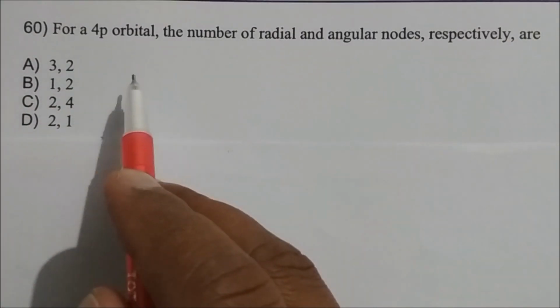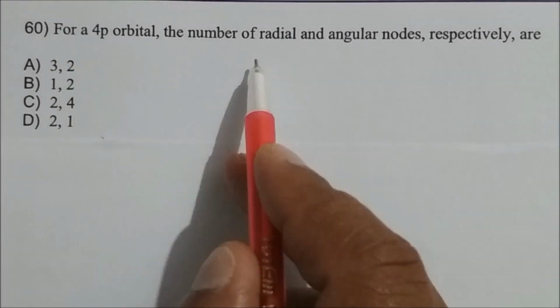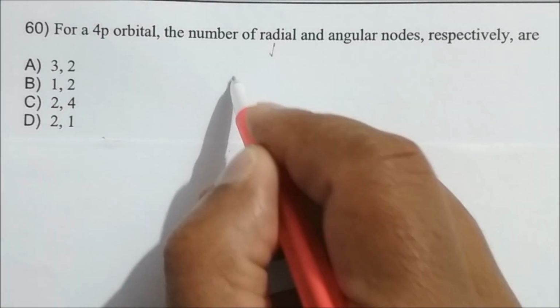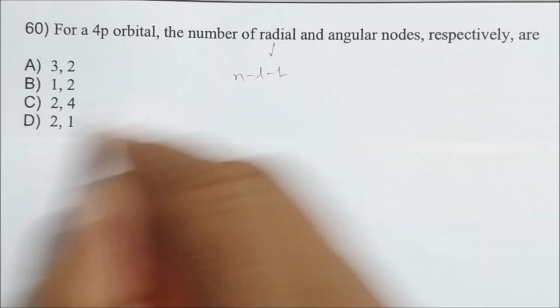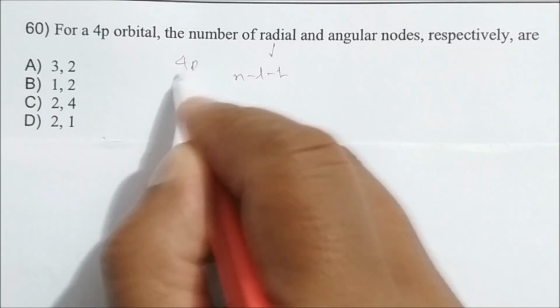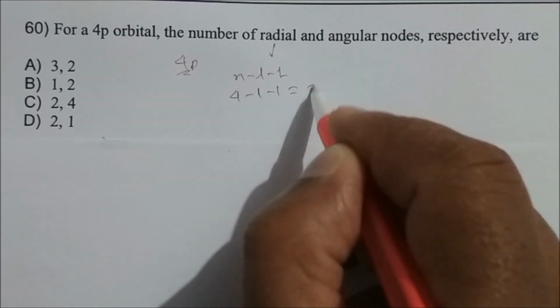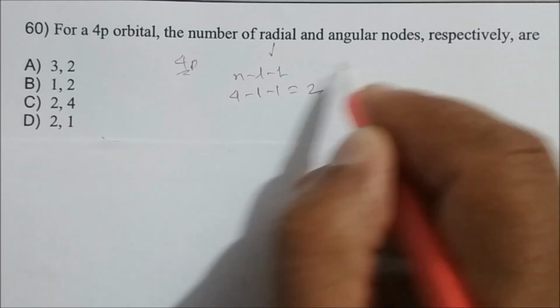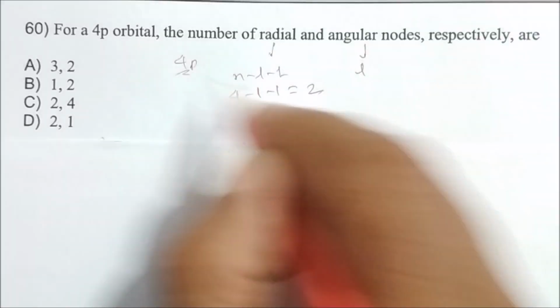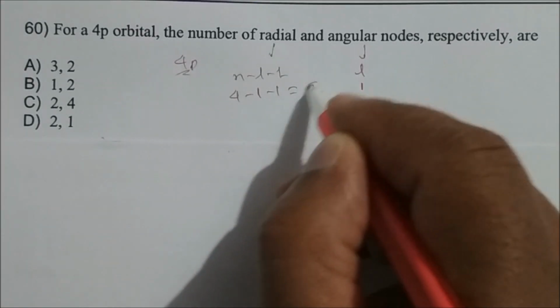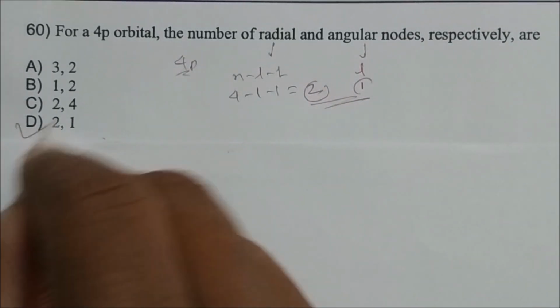For a 4p orbital, what is the number of radial nodes? Radial nodes equal n minus l minus 1. Here n is 4 and l for p is 1, so 4 minus 1 minus 1 gives 2. For angular nodes, the number is l, and for p, l is 1. So the answer is 2, 1. This answer is correct.